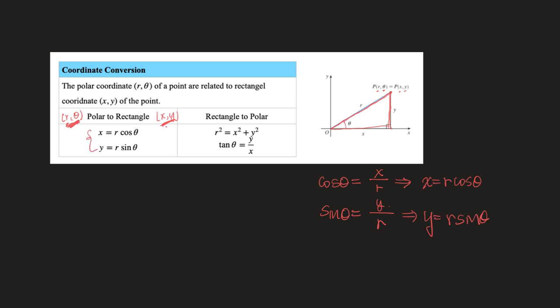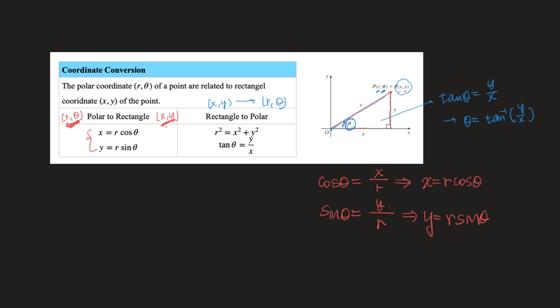Now, when you're given x and y and want to change to r and theta, look at this one. This time you know x and y and want to find r and theta. Theta is related to tangent: tangent theta equals y over x. So the angle is arctangent of y over x.